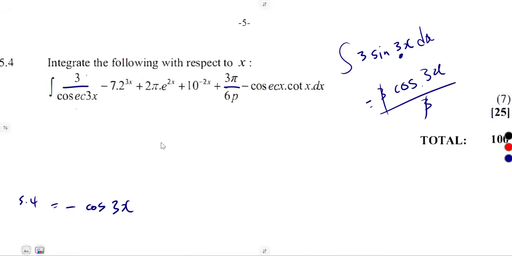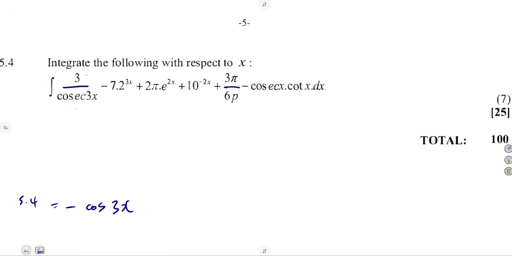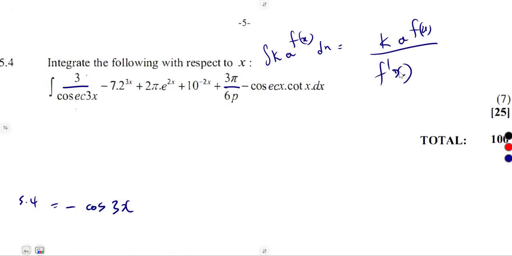We move on to the other part. Negative 7, this one is from our exponents part. It's a direct integral, guys. Remember I talked about that integral of a to the exponent. If there is a constant, just also consider the constant in your solution. a to the exponent of f of x, over the first derivative times the ln of a.